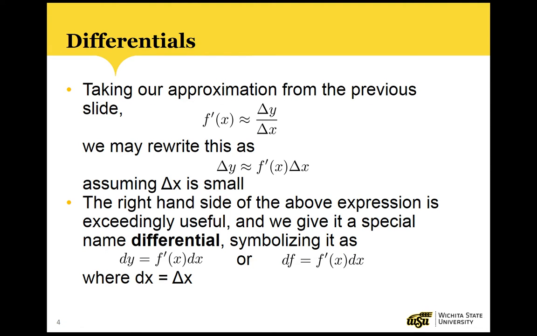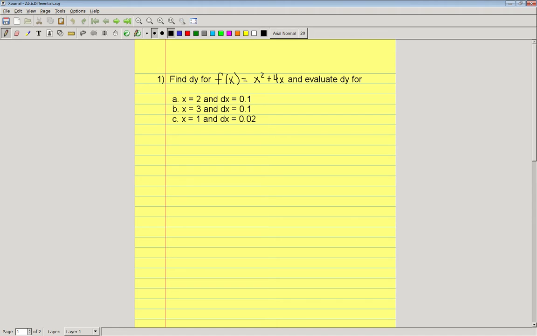If we look at our approximation from the previous slide, f prime is approximately delta y over delta x, we can rewrite this expression as delta y is approximately equal to f prime times delta x by multiplying both sides by delta x, assuming delta x is some small value. The right-hand side of this expression is very useful, and we give it a special name, differential, and a special symbology: dy equals f prime dx, or df equals f prime dx, where delta x is equal to dx. Let's look at an example for differentials.